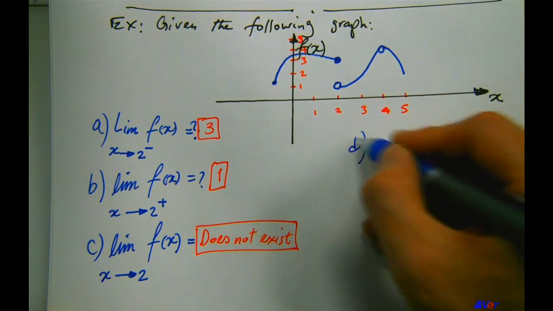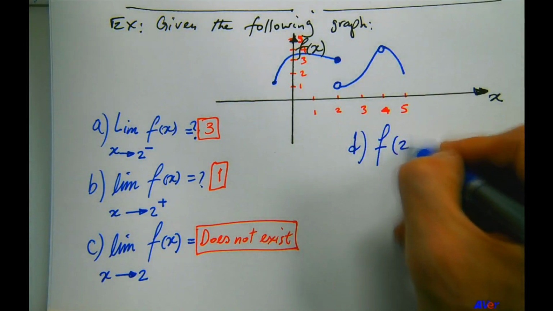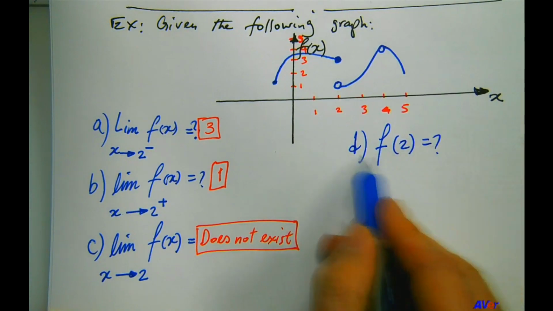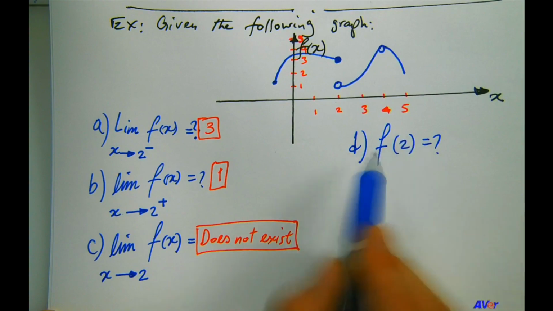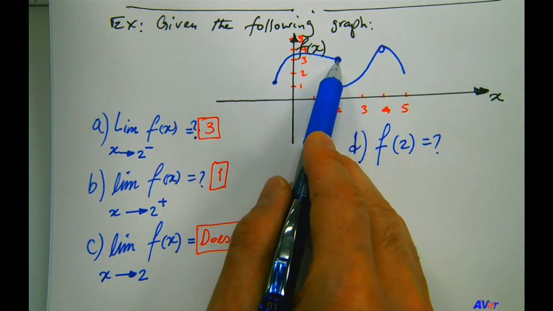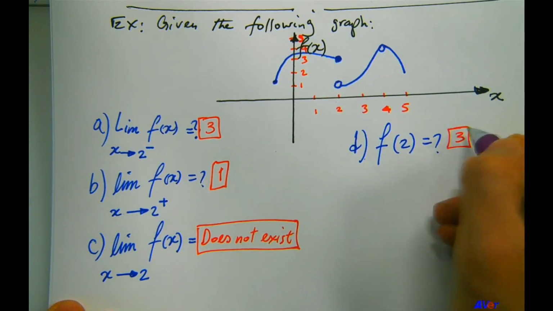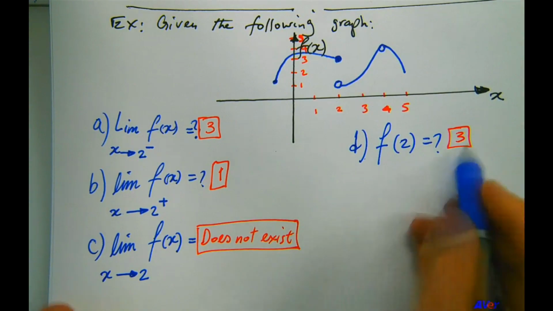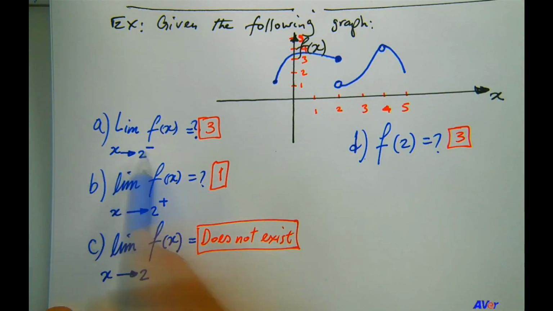Then part D, the question is, what is the value of the function at 2? So notice there is no limit here. What is the value of the function at 2? It is right there. It is 3. Right? So 3, which is equal to the limit of the function from the left, as x approaches 2 from the left.